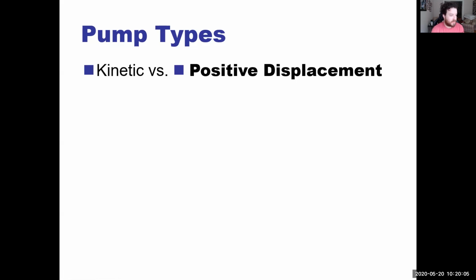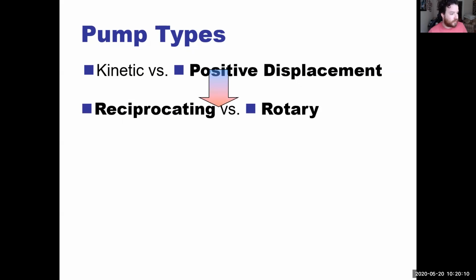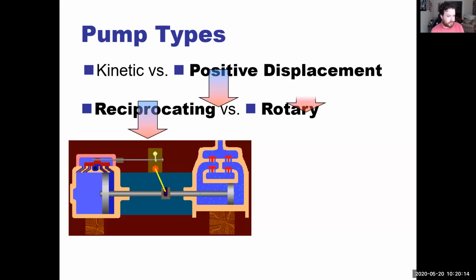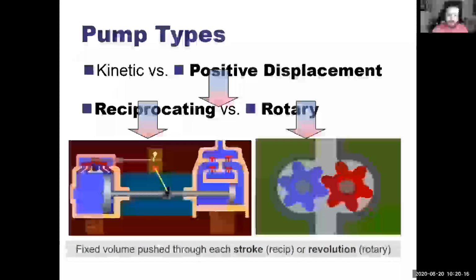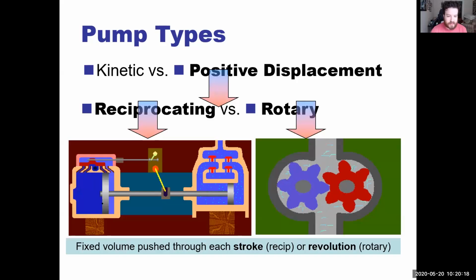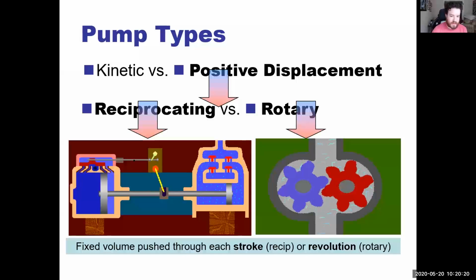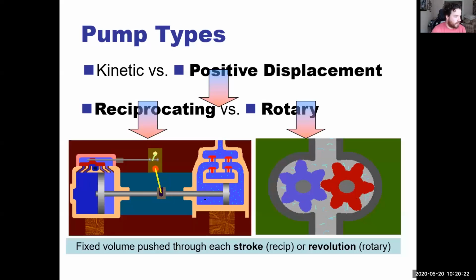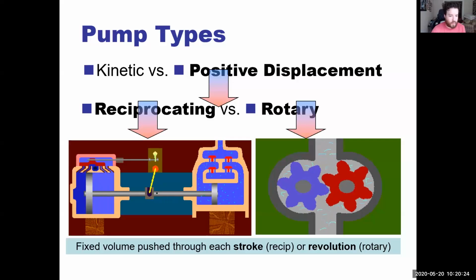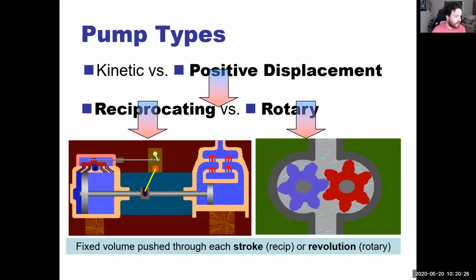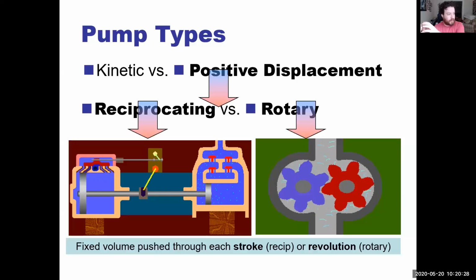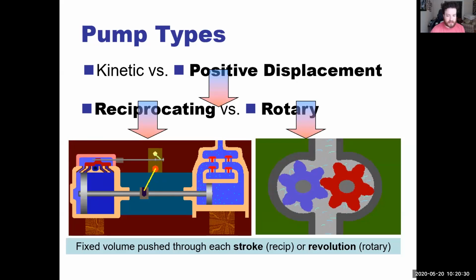So let's continue on with positive displacement. We have reciprocating versus rotary. This is the big difference that we talked about. This is a fixed volume. Constant volume is no matter what, as long as this pump is running, that same volume is going to be pushed through that pump every single time.